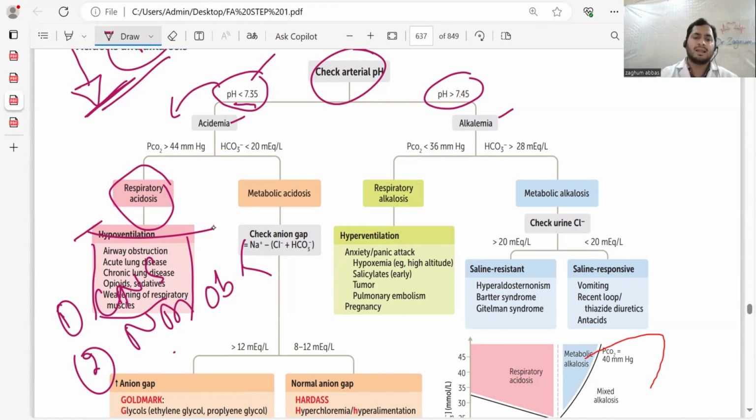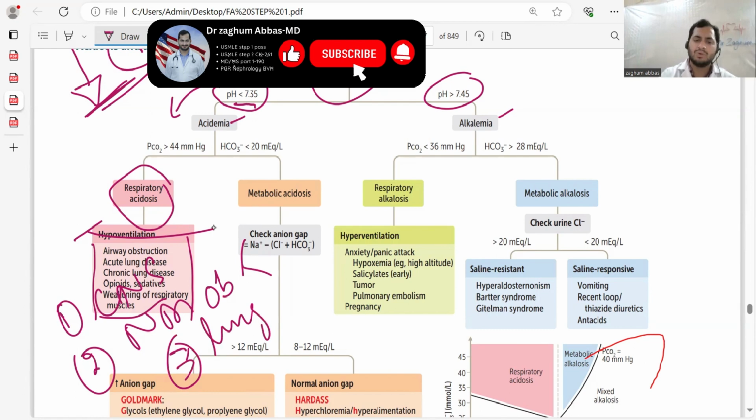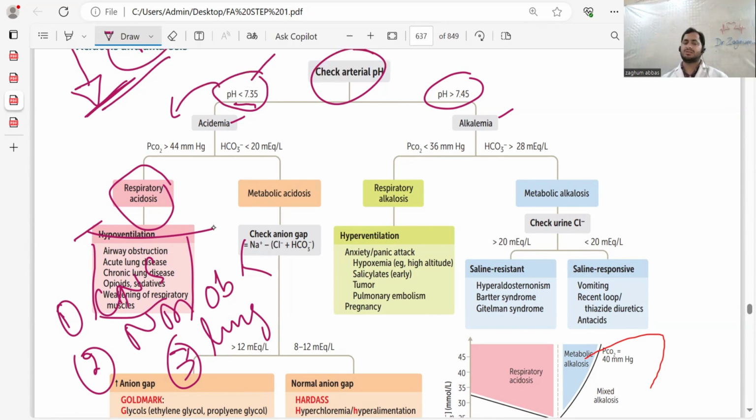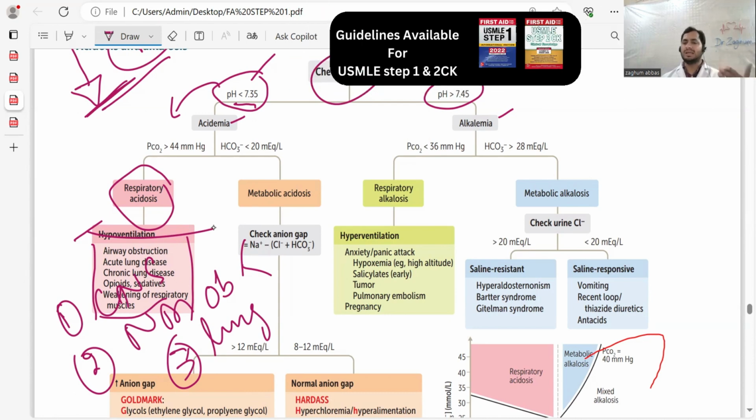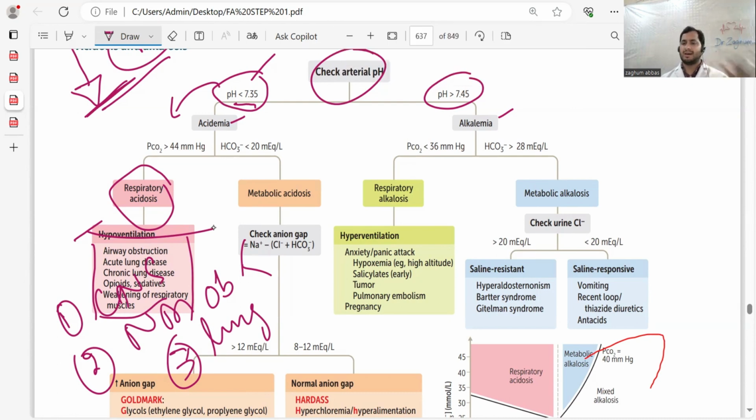Third is lung obstruction. It can be acute lung disease, or it can be COPD, chronic obstructive lung disease. In those cases, you can have respiratory acidosis. So guys, remember three levels of obstruction: CNS, neuromuscular obstruction, and lung obstruction. That's all. We are done with respiratory acidosis.